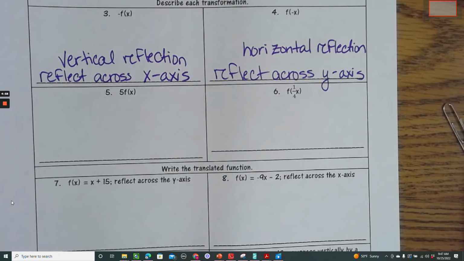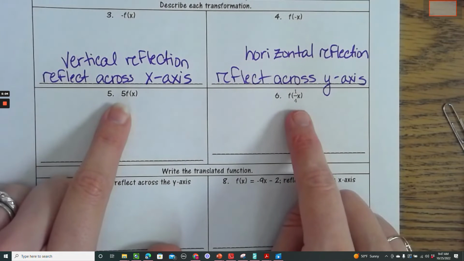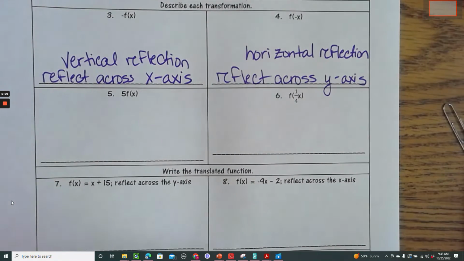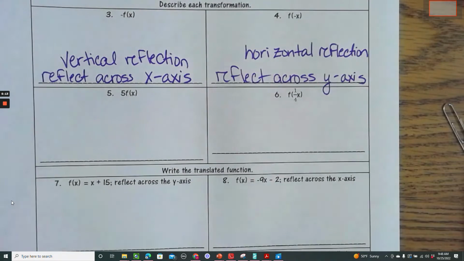So if all they're doing is putting a negative in there, we're doing some type of reflection. If they're putting a number in there, remember on Friday's sheet, it told us a direction, 2 up, 2 down, 2 left, 2 right. These aren't giving you a direction, they're just plugging a number in. That's where it's a stretch or a compression.